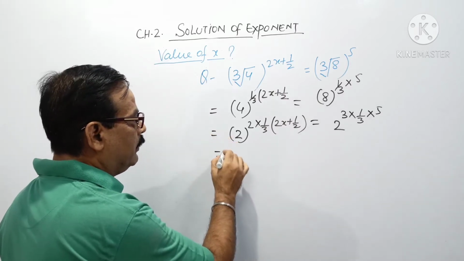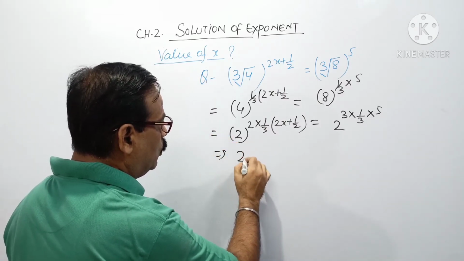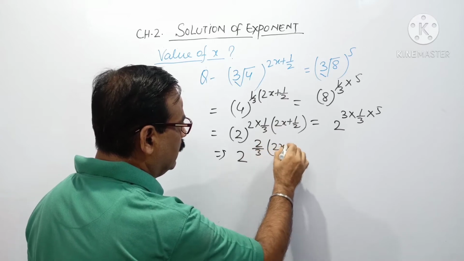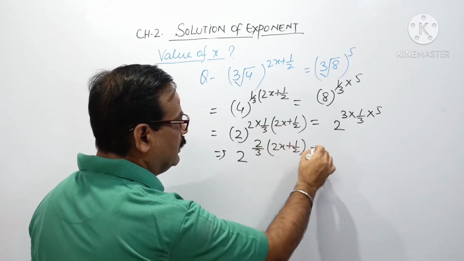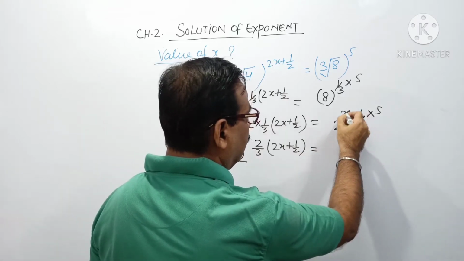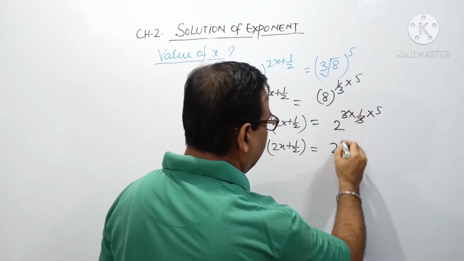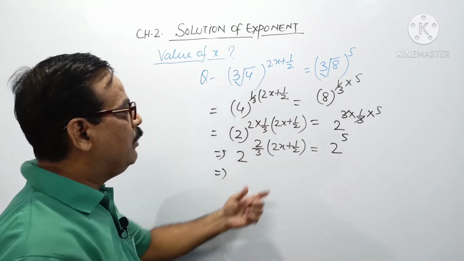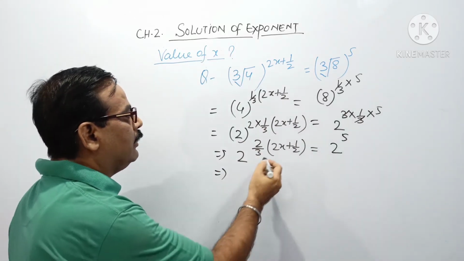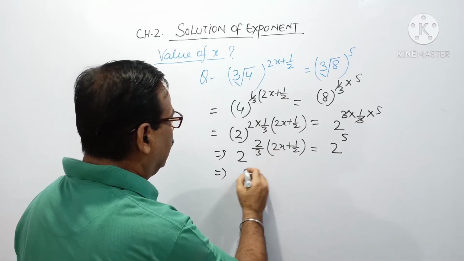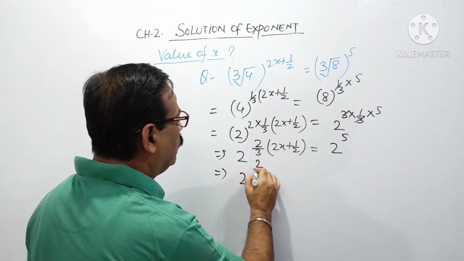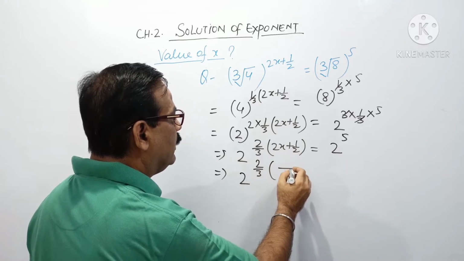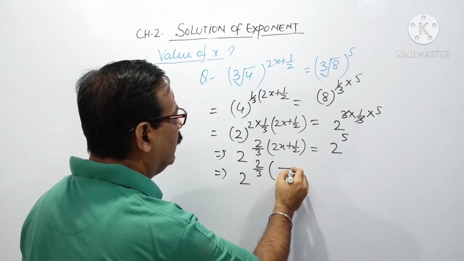In the next step, 2 to power 2 by 3 and 2x plus 1 by 2, which is equal to, we can cancel here, so we can write here 2 to power 5. So now the base is the same, so we can solve here 2 to power 2 by 3, and we take LCM 2. With the help of the LCM we can solve here.